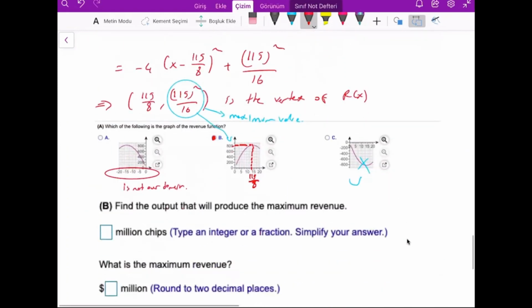Okay, so here for part B, your answer should be this value over 16. By using a calculator, you can find the approximate value. Type an integer or fraction. Fraction, okay. Type the fraction. So this is the correct answer. But instead of the square root, you should write this value over 16 as your answer.